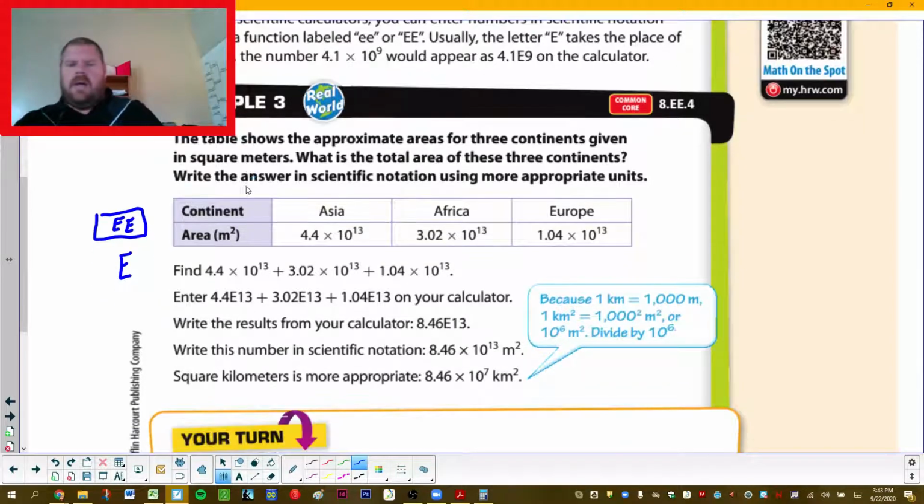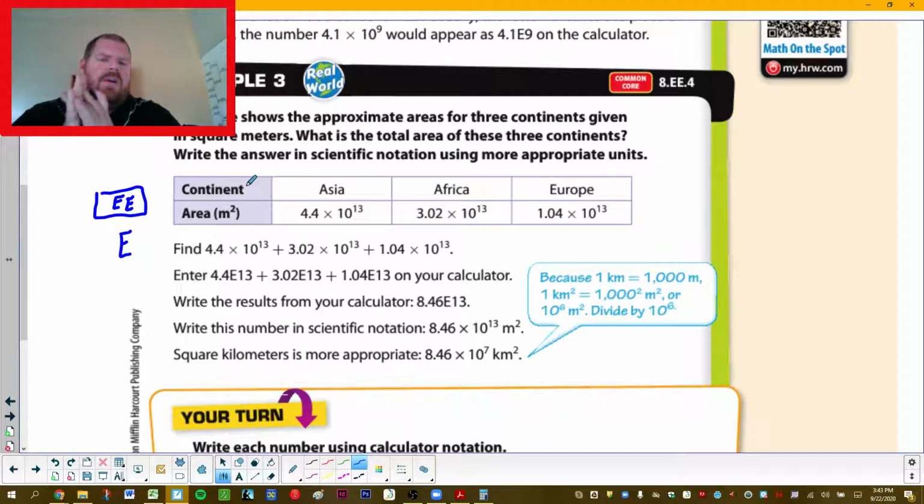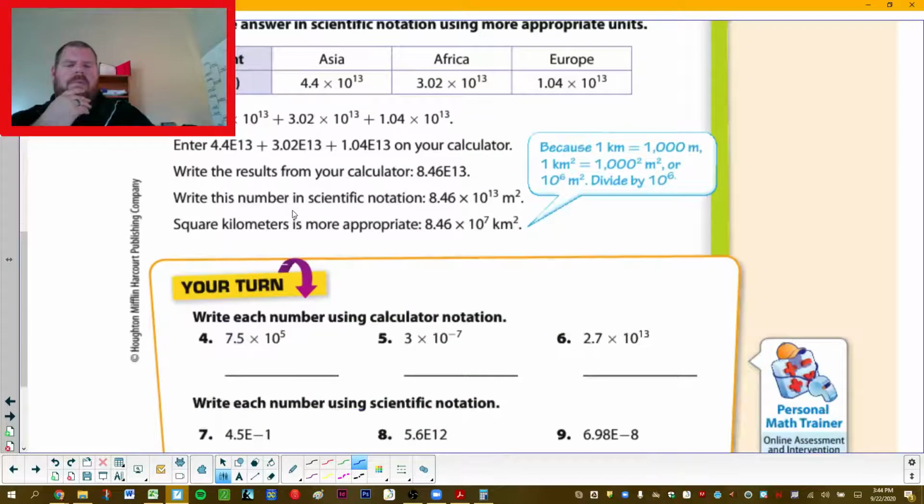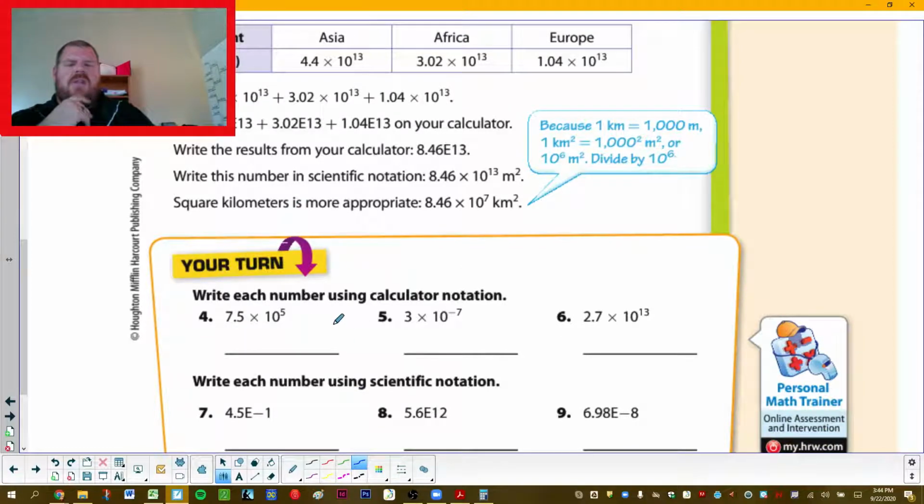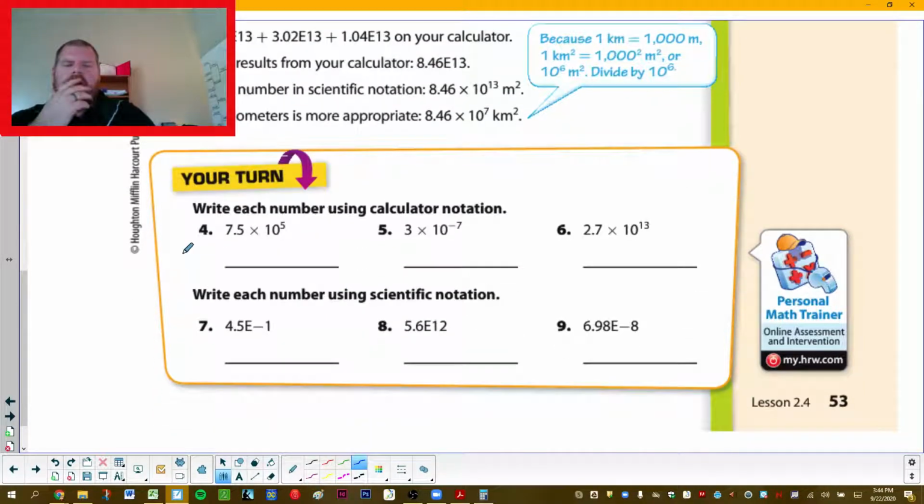Let's see. This table shows the approximate areas for 3 continents. And they're just showing you how to do that work on a calculator, but they're also highlighting that calculator notation. So let's go ahead and look at the your turn problems for that. They just want us to write this using that calculator notation. So anytime I see a times 10 to a power, that's going to be written with a capital E. And they kind of do it right here.